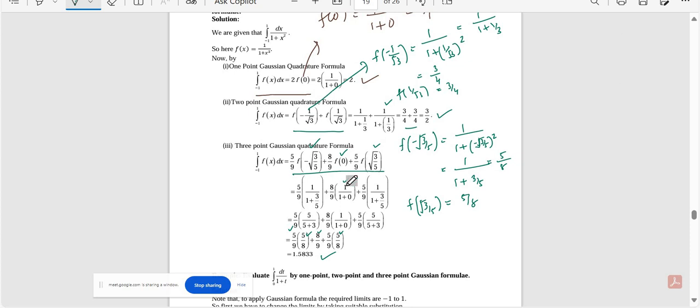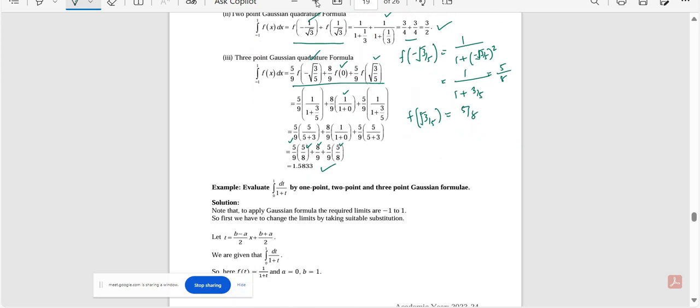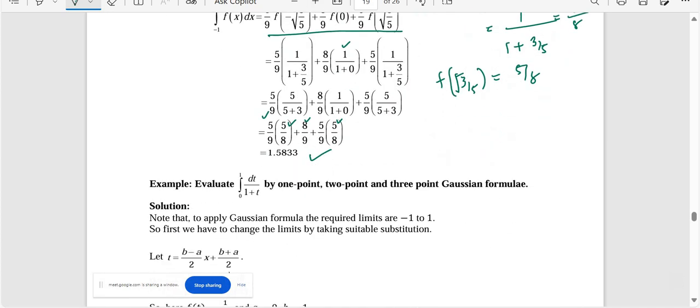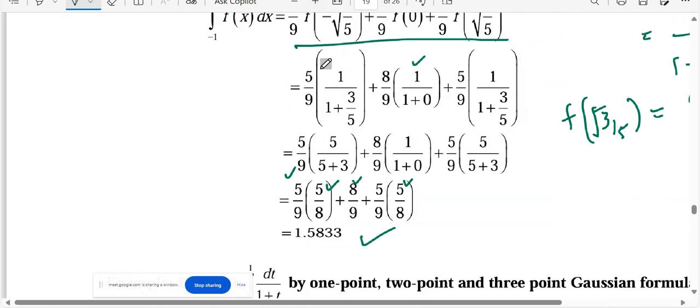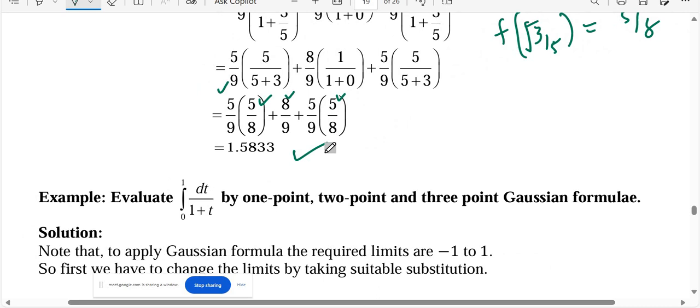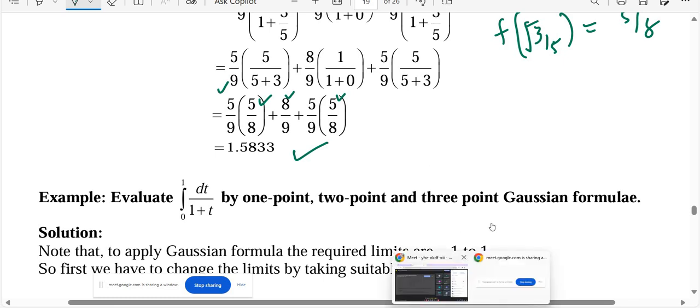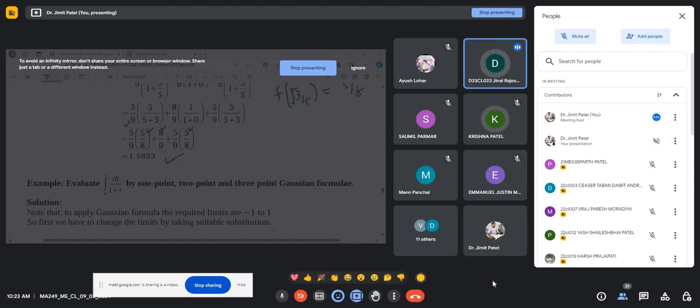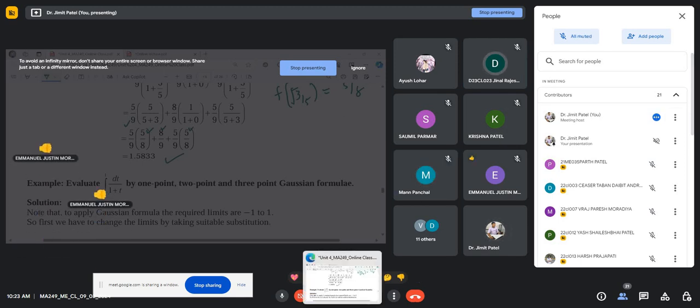Now I go for the second example, but I will not go into the solution yet. First I have to explain something. I hope all students have done the first example. Give me your confirmation, please, everybody. Done, sir. Yes, done. Okay, thank you.